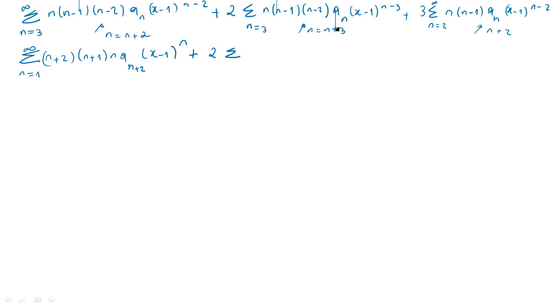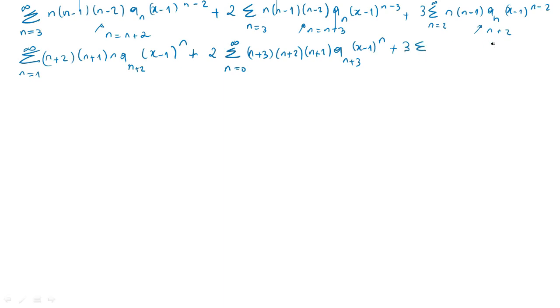Now replace n by n plus 3, so n is going to start from 0 to infinity, so n plus 3 minus 1, n plus 2, and this is n plus 1, a_(n+3), (x minus 1) to the power n, plus 3 times the sum.